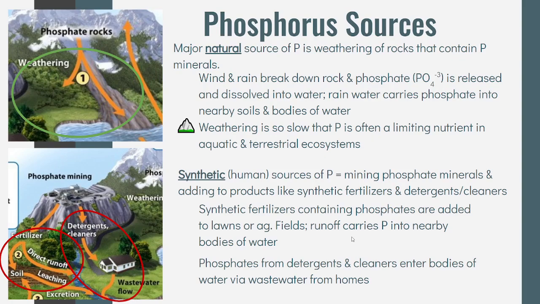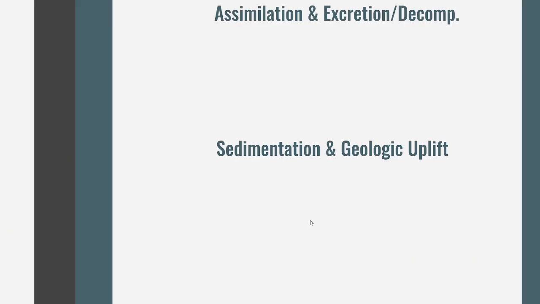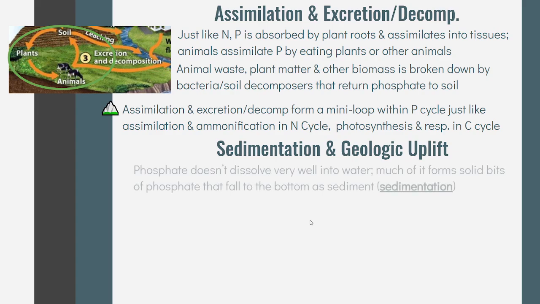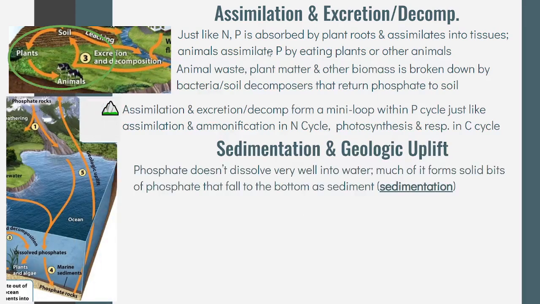Phosphates can also be found in some detergents and cleaners and can enter waterways through household waste. Animal waste is also going to be a source of nitrogen and phosphorus for decomposition.